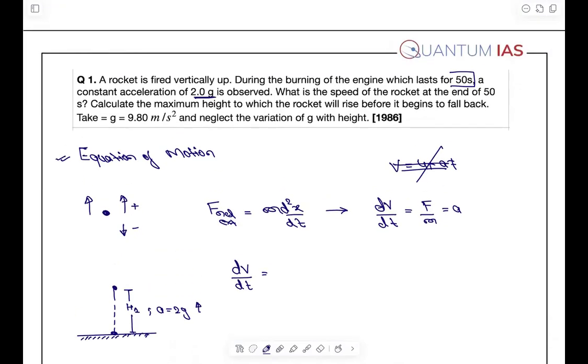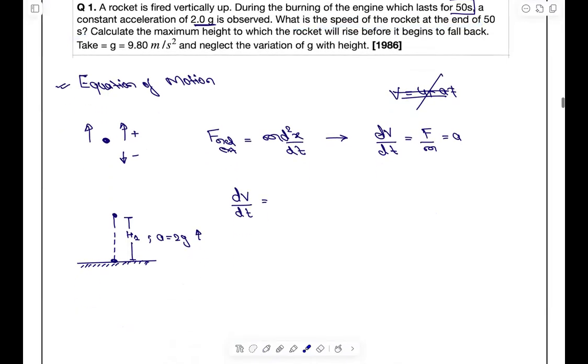Now, after that, what is the speed of the rocket at the end of 50 seconds? At this instant, let's understand the speed is v. This v we need to calculate, right? We know that here it has started with u equals to 0. It just started. So we will use this thing. So dv by dt is equal to 2g. Now we have considered upward motion as positive. So you will simply write 2g.